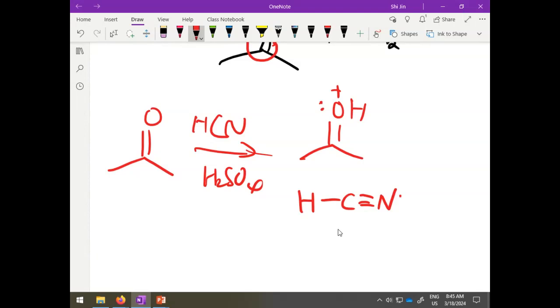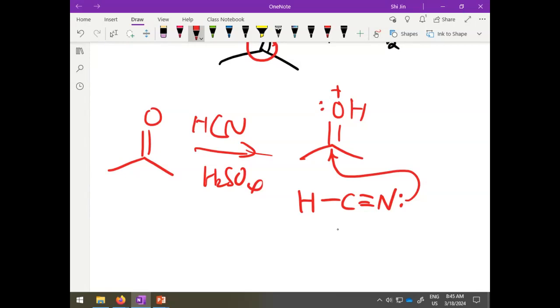Hydrogen cyanide, in theory, can serve as a nucleophile, but only nitrogen can attack. If nitrogen attacks, is it still the cyanohydrin? No. So this one won't work, because neutral hydrogen cyanide cannot serve as a nucleophile with carbon as the nucleophile. So it won't work.